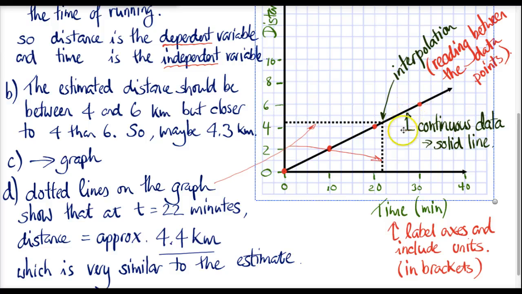And this process of reading between the data points is called interpolation. So I wrote that here. That's a process that we can use to read within the points. If I was to extend the graph and read outside of the data points, so like over here somewhere, we call that extrapolation. So interpolation and extrapolation are both skills that we use with relations.